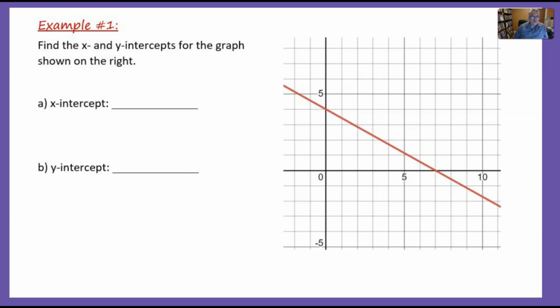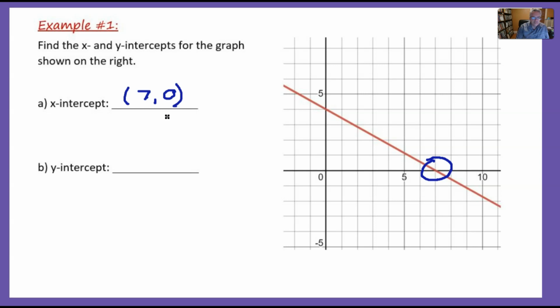Here we go. So our first example here, we're to find the x and y intercepts for the graph shown on the right here. So, okay, to find the x-intercept, we just got to locate the point where the graph crosses the x-axis. And we're going to write the coordinates of that point. So it turns out that the x-coordinate of that point is 7, and the y-coordinate is 0.